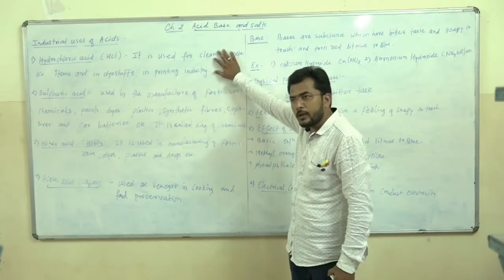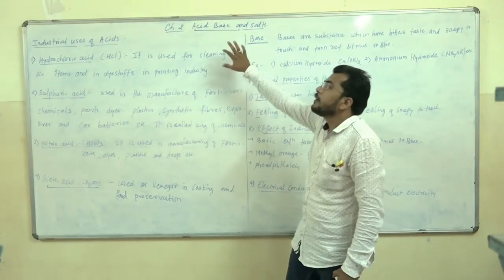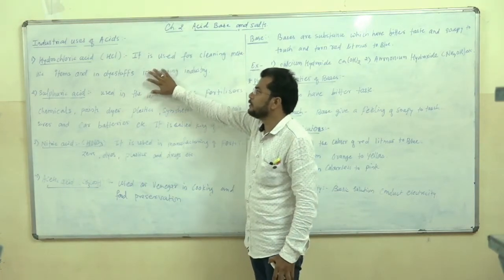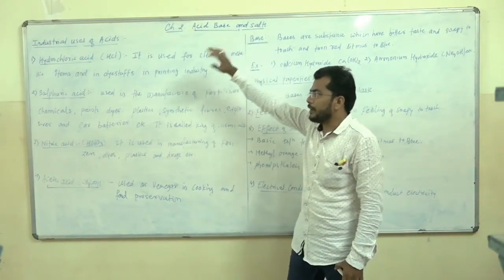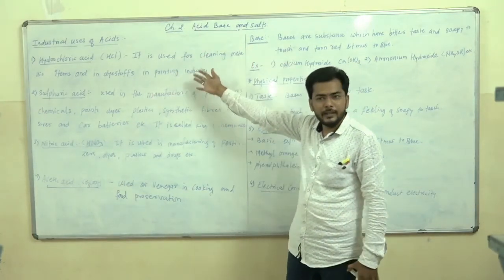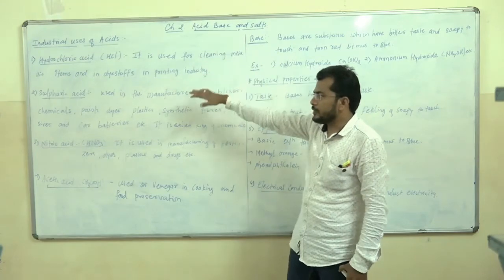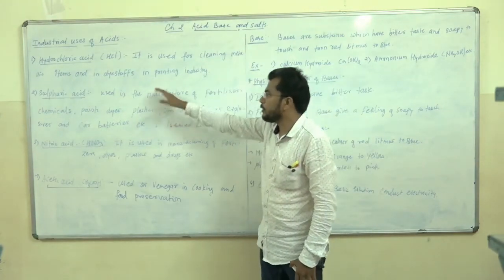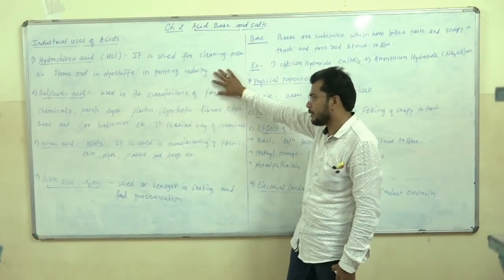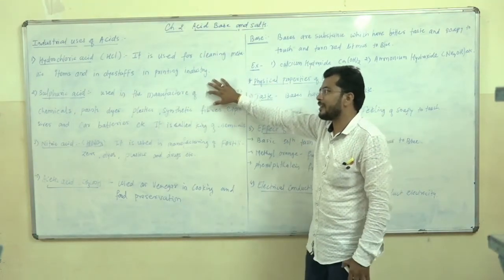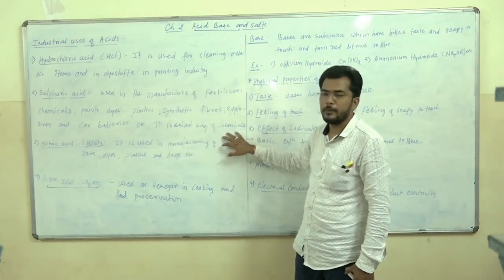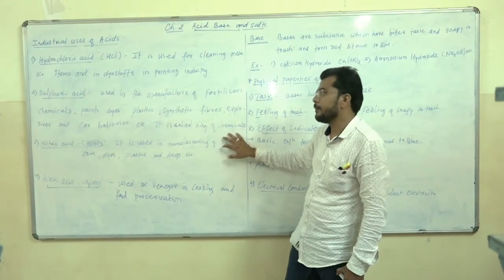Okay, so what did we learn today? Today we learned about the industrial uses of acids. First, hydrochloric acid is used for the cleaning of metals in industry and in dye stuff in the printing industry. After that we see sulfuric acid, H2SO4, used for the manufacturing of chemicals, paints, dyes, plastics, synthetic fibers, explosives and car batteries etc. And it is known as the king of chemicals.